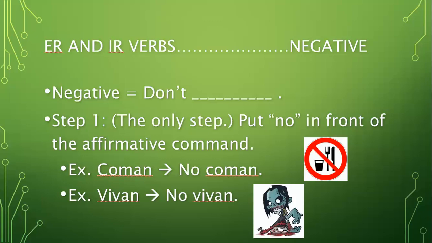Okay, so the negative commands, again, these are the ones where you're saying don't do something. So step 1, it's, again, the only step. Put no in front of the affirmative command. So, for example, coman, which meant eat, if you want to make it don't eat, is now no coman. Vivan, which was live, you now want to change it to don't live, which you would pretty much only say to zombies, like the one pictured here. You would say no vivan, don't live.